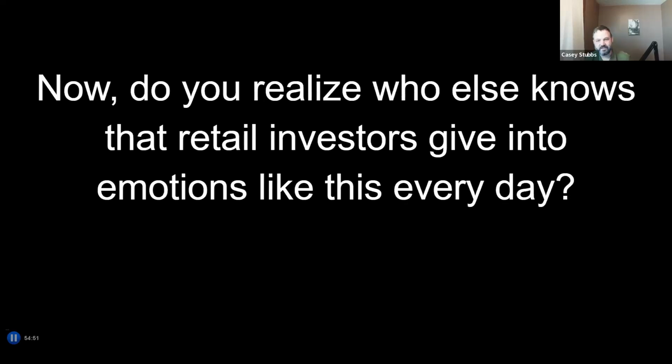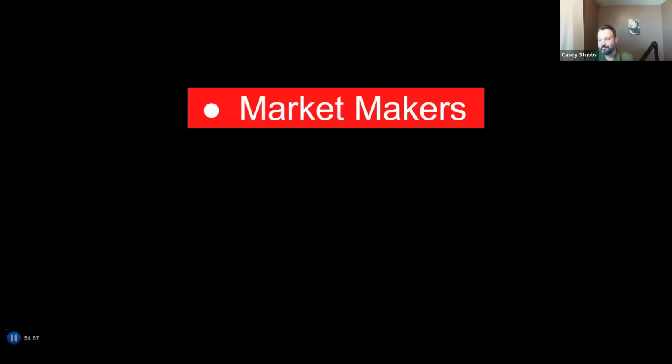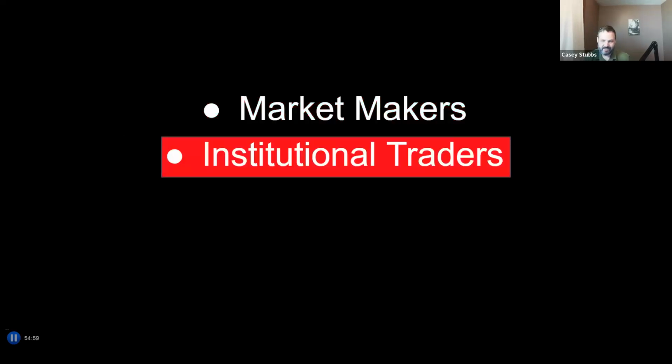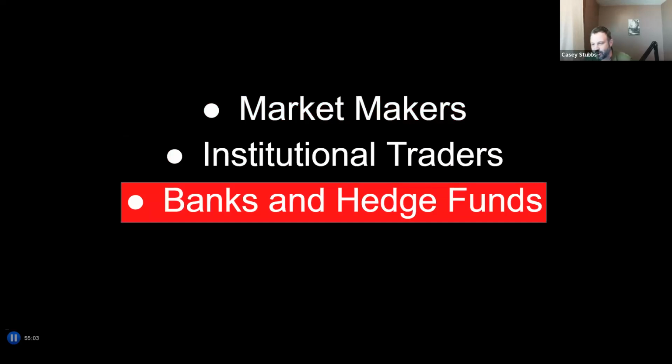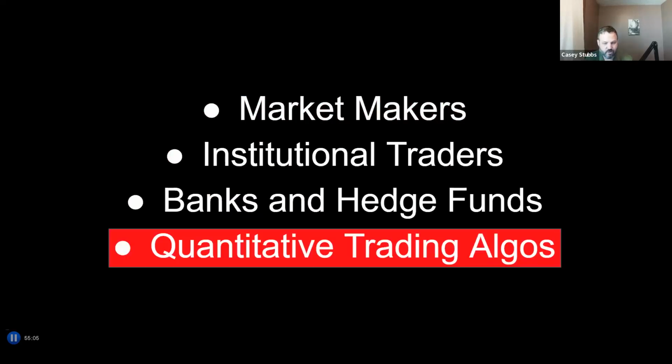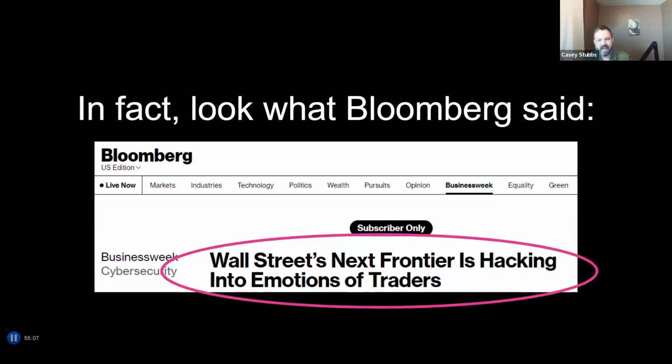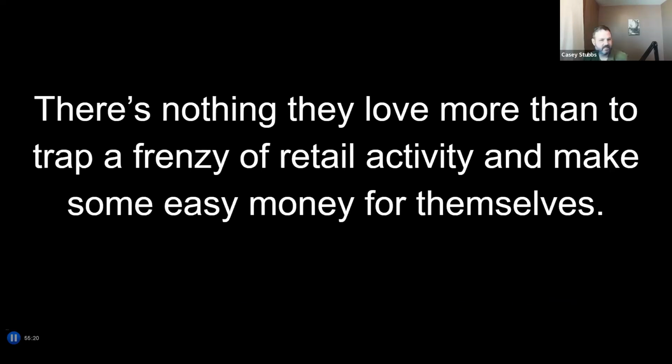Now, do you realize who else knows that retail investors give in to emotions like this every day? Well, the market makers know it. The institutional traders know it. Banks and hedge funds know it. Quantitative trading algos know it. In fact, look at what Bloomberg said. Wall Street's next frontier is hacking into the emotions of traders, straight from the Bloomberg headline.